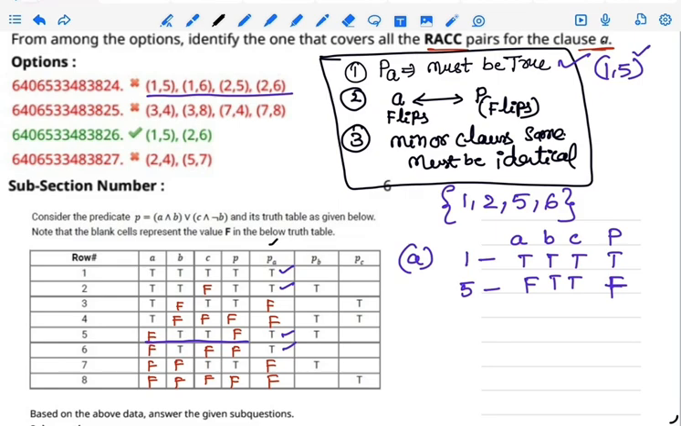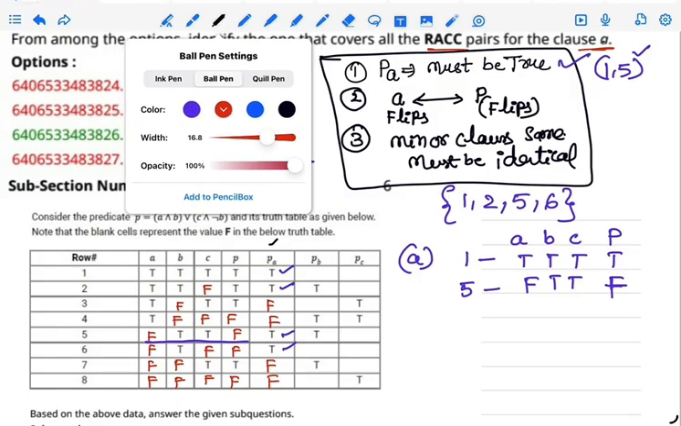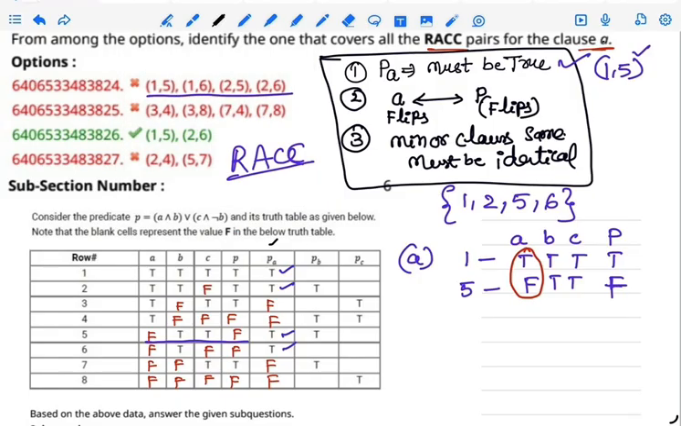Why is it a RACC pair? So here A flips, right? A changes from true to false. Okay, P also changes. A flips and P also changes true to false, right? And minor clauses also same. B is true in 1 and B is true in 5, and C is true in 1 and C is true in 5. Okay, 1, 5 is a RACC pair.